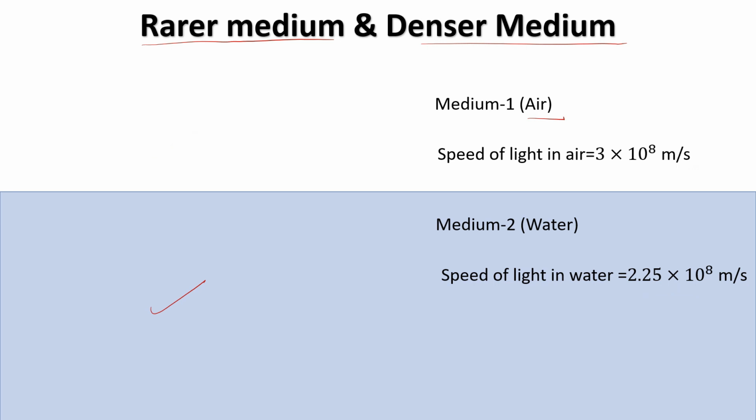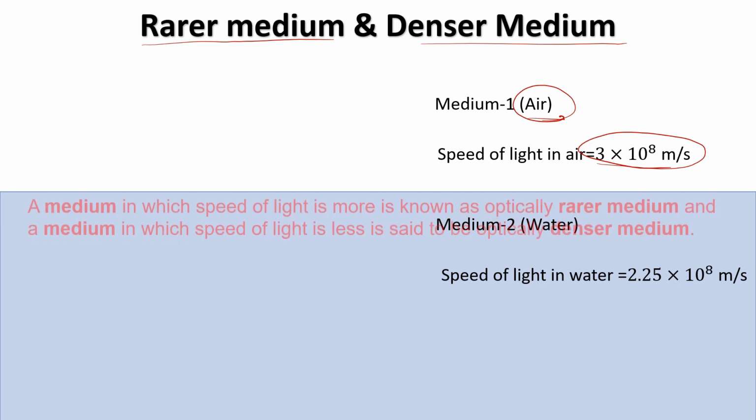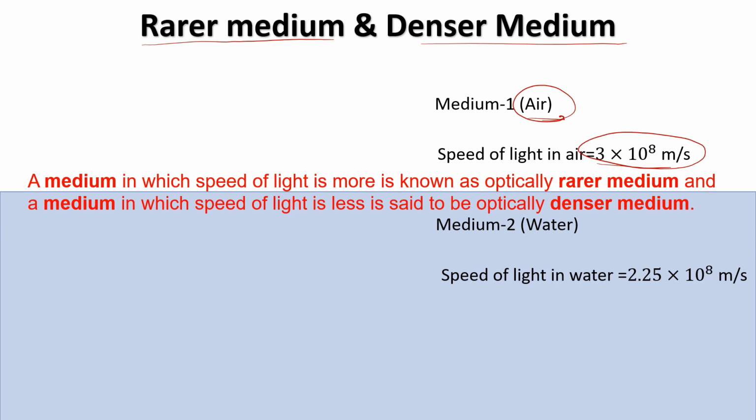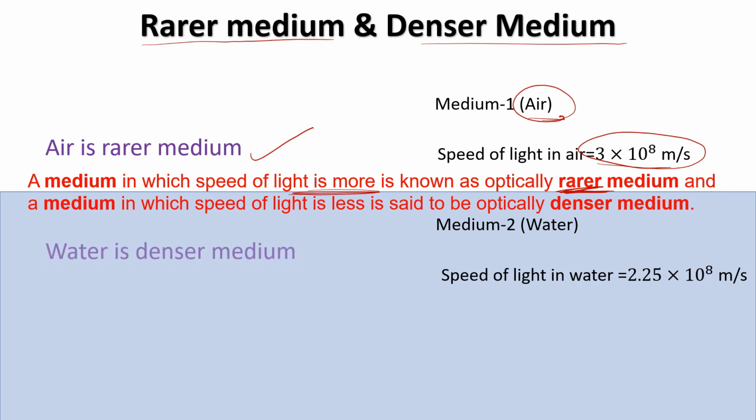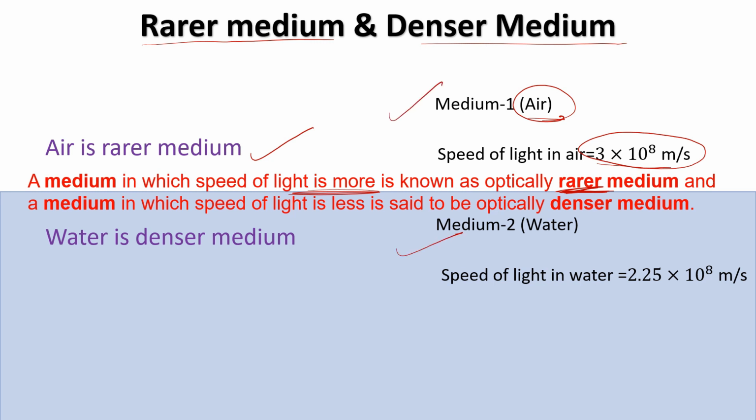Now, the medium in which the speed is more is called rarer. In this case, it's very clear that the speed of light is more in air, so air is called the rarer medium. Just remember, rarer medium means the speed is more. So here air becomes the rarer medium, and the other one obviously becomes the denser medium. So water is denser. When air and water are taken, air is rarer.